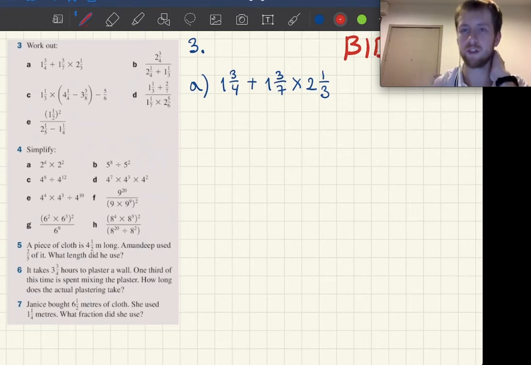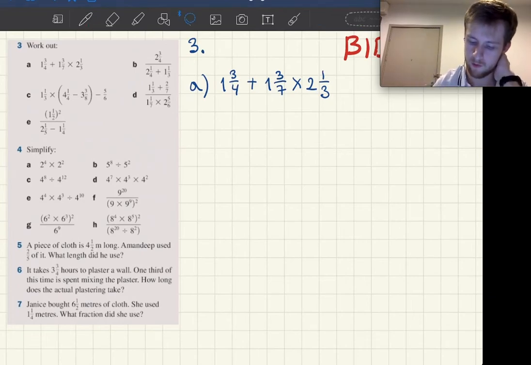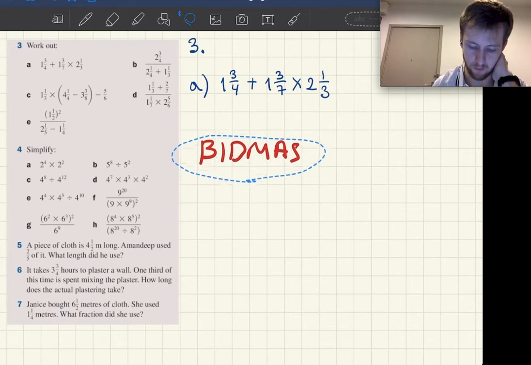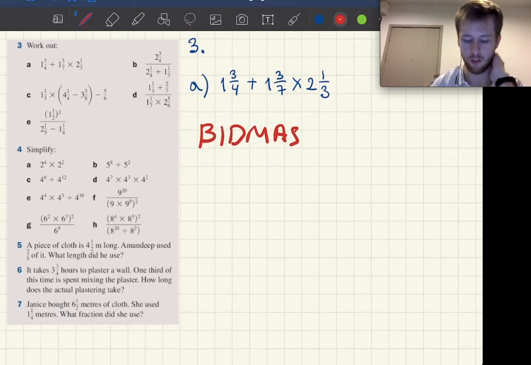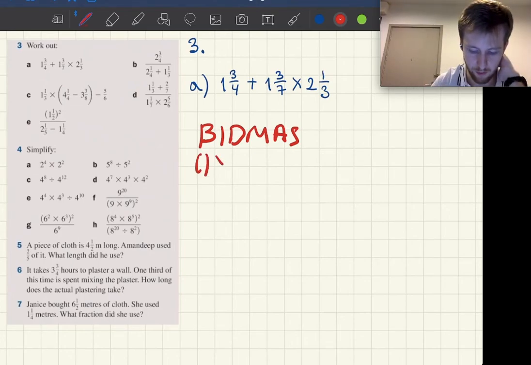Brackets always come first. I think I have to write it here. BODMAS. Okay, so brackets always first. Then indices. Indices means powers and roots.